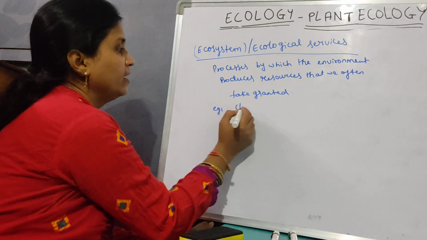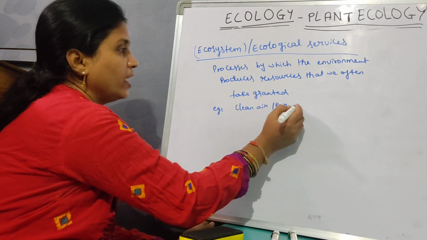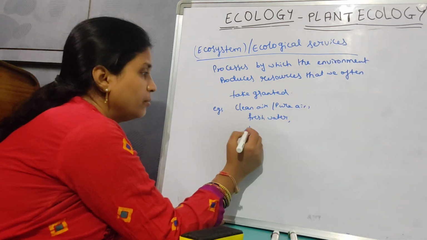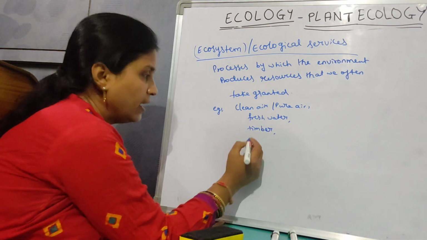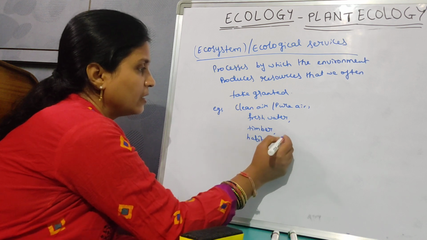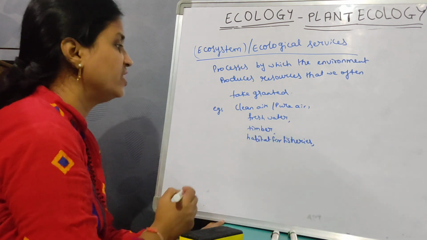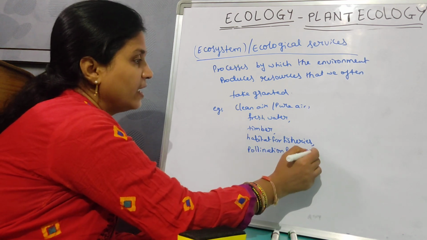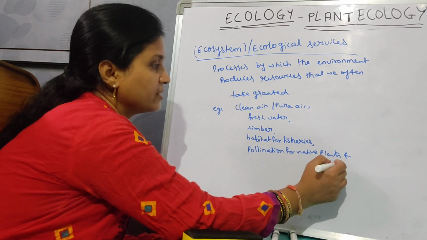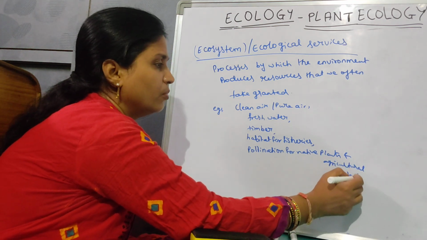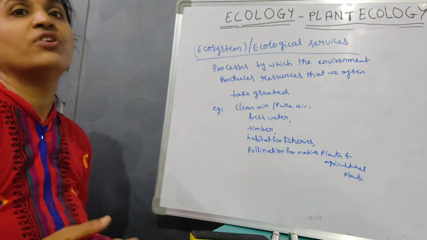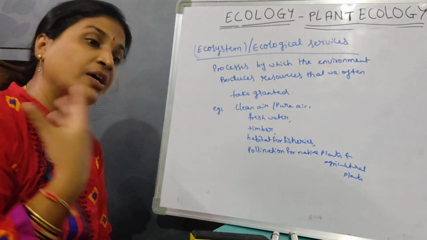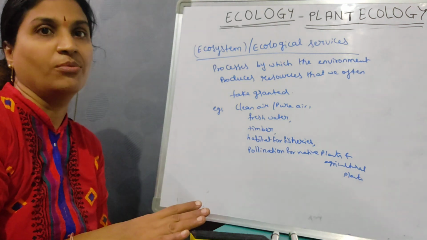For example, the examples are clean air or pure air, fresh water, then timber, habitat for fisheries, then pollination. Yes, pollination is also very important, pollination for native plants and agricultural plants. All these are occurring free of cost, and we human beings are taking them for granted, and for our interest, for our growth of money, for economy, we are disturbing the environment, which is very bad.